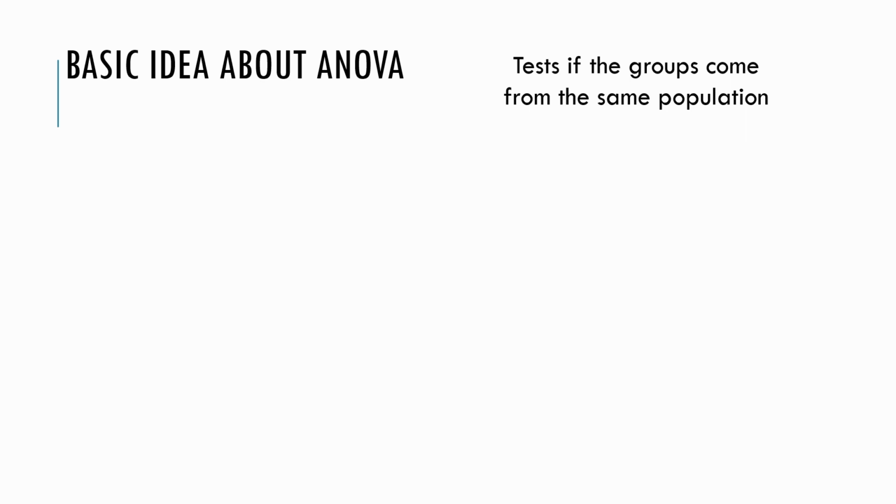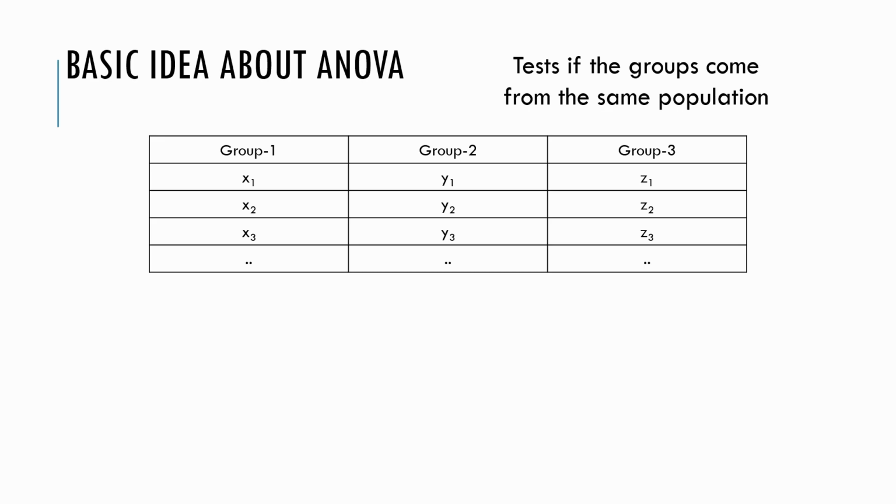An ANOVA is a special kind of hypothesis test where the test is done for checking whether the groups are coming from a single population. For example, I have given you an example here: group 1, group 2 and group 3. There are three groups. In group 1 there are observations like x1, x2, x3 and so on. Group 2 has observations such as y1, y2, y3, and group 3 has z1, z2, z3. These are observations of any measure, for example weight or height, any variable that is being measured.